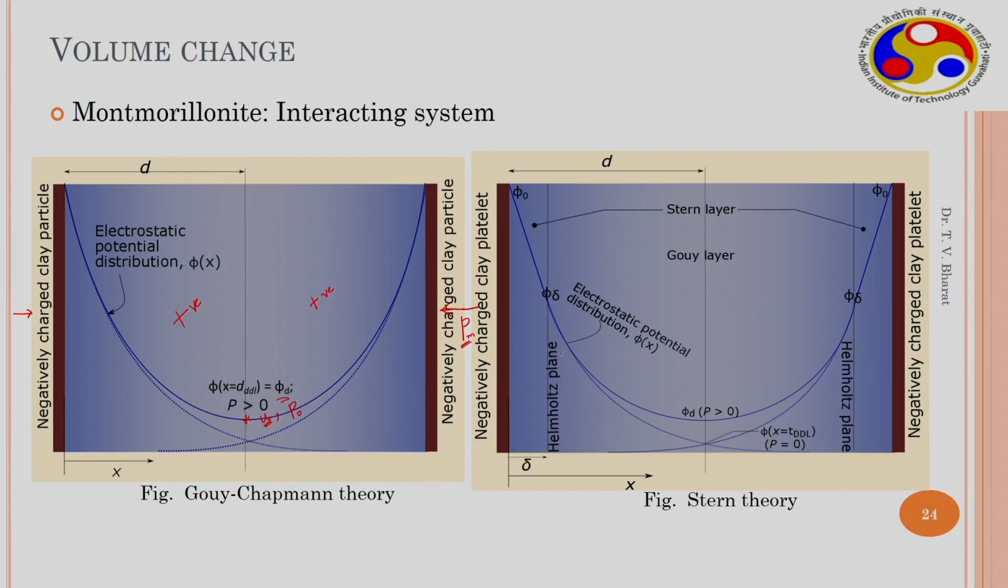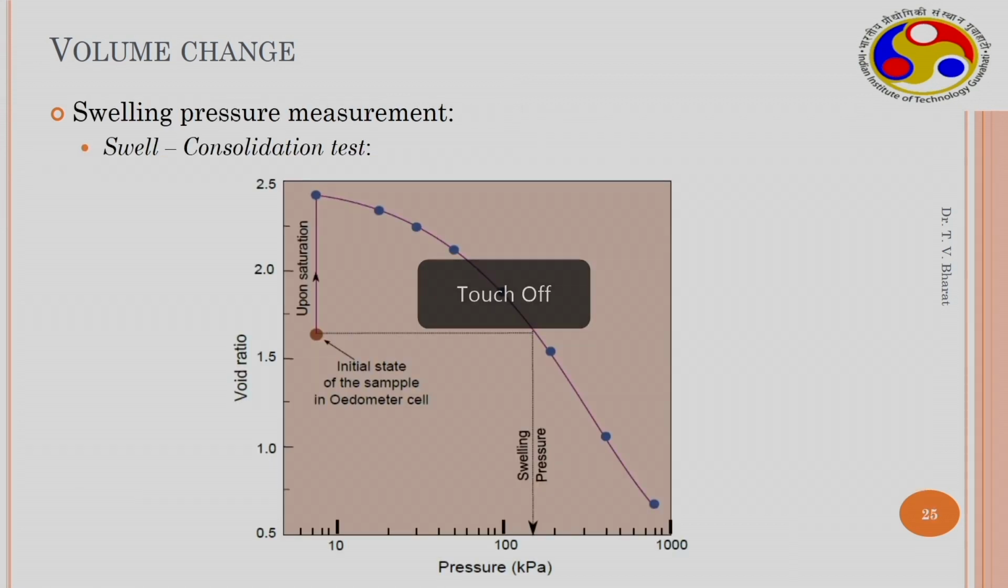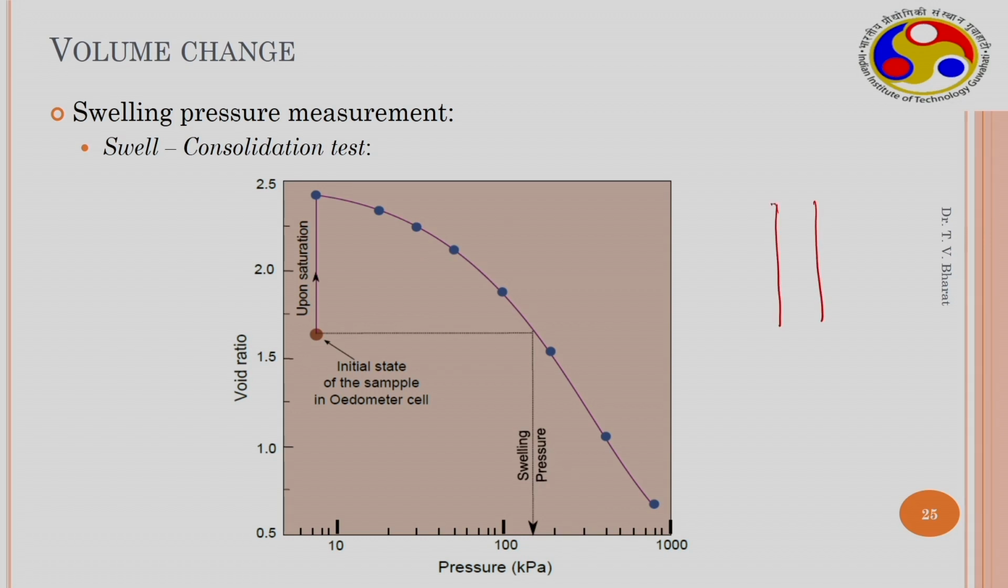And in case of Stern theory, we have a linear variation of potential up to the delta distance, and beyond that you have the Boltzmann distribution, and this is how the mid-plane potential varies. Now, knowing this, we can easily understand that if you place a soil, bentonite soil, in a beaker, volumetric flask which has water, soil swells and it occupies huge volume.